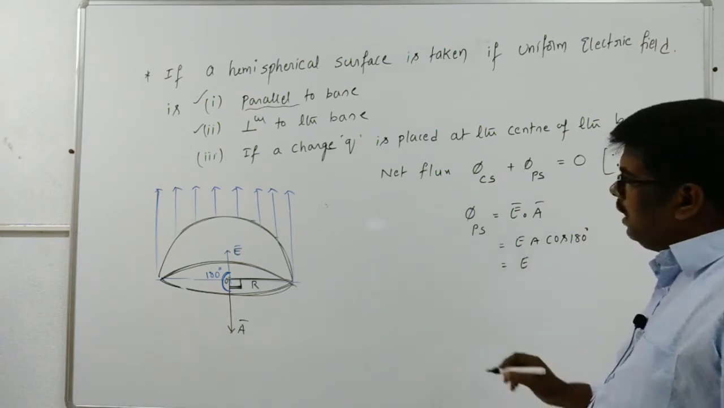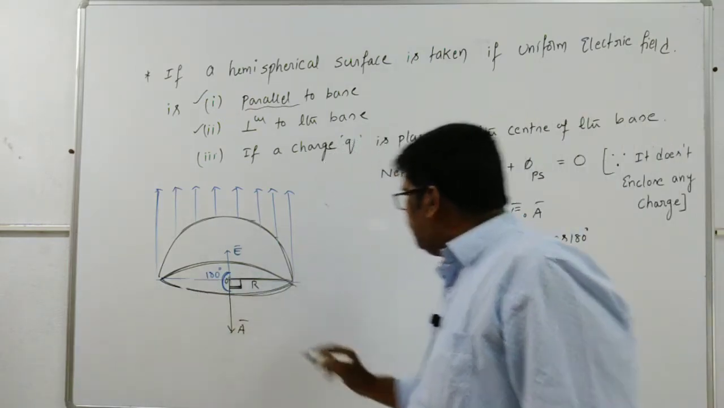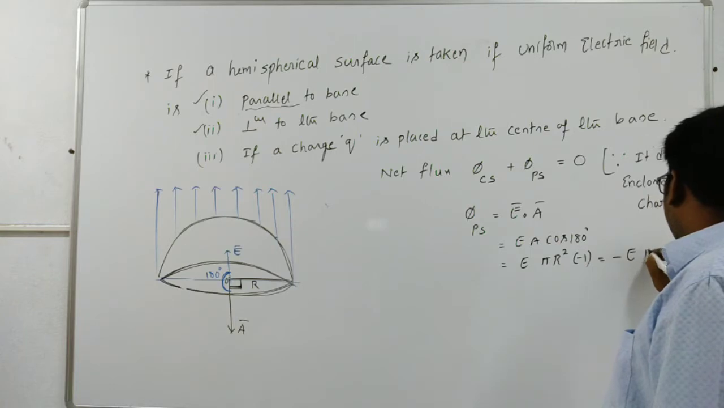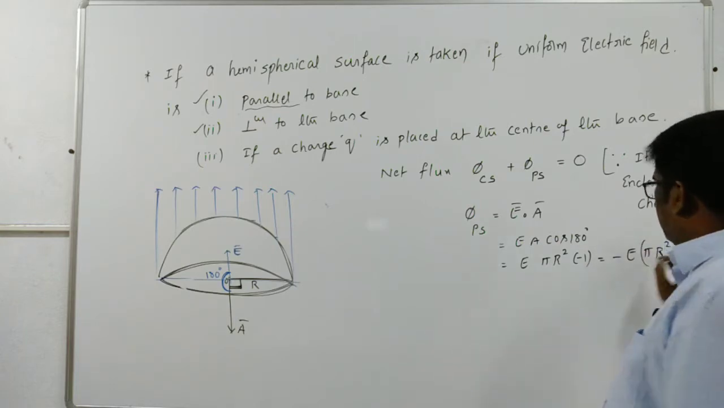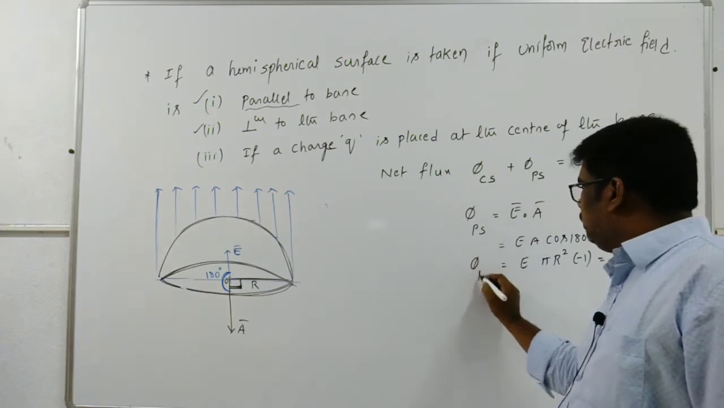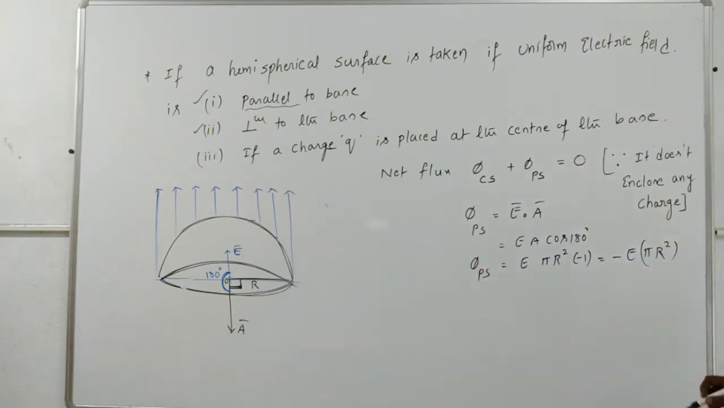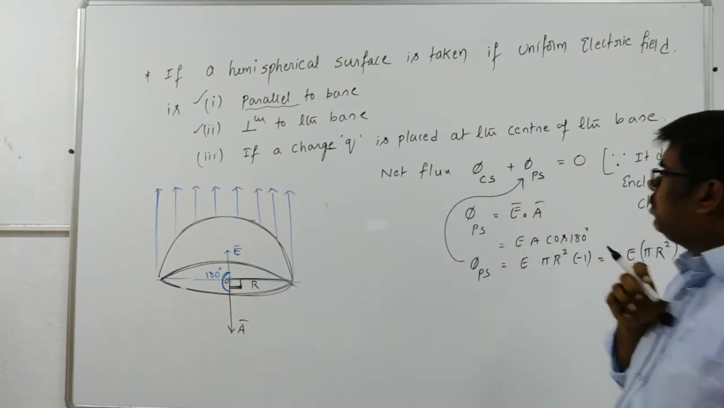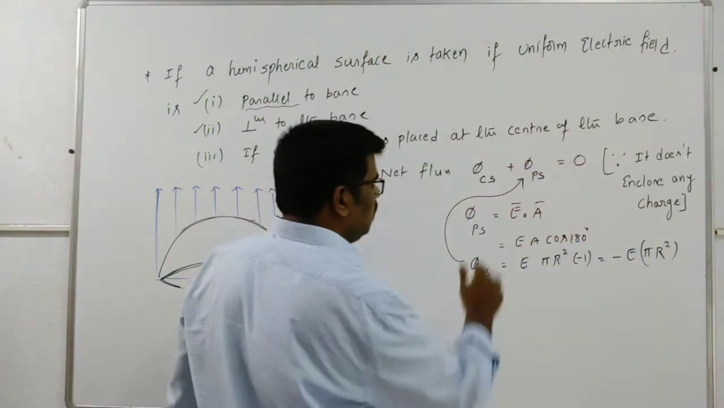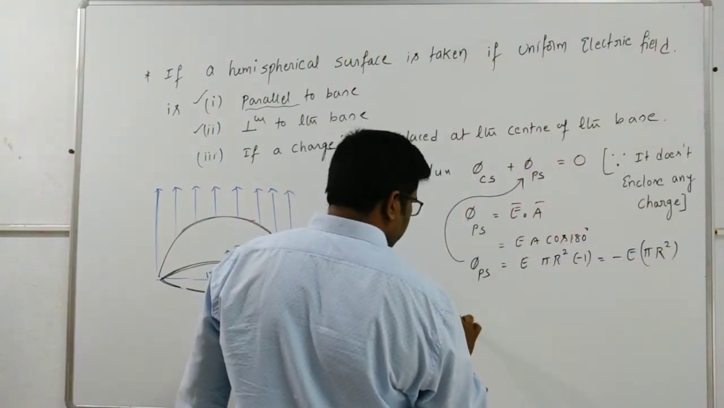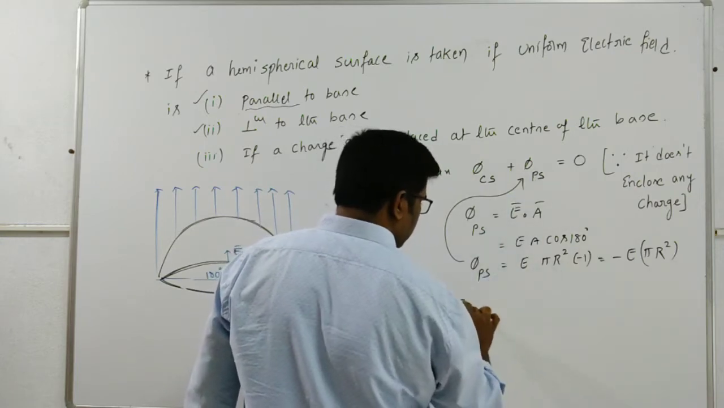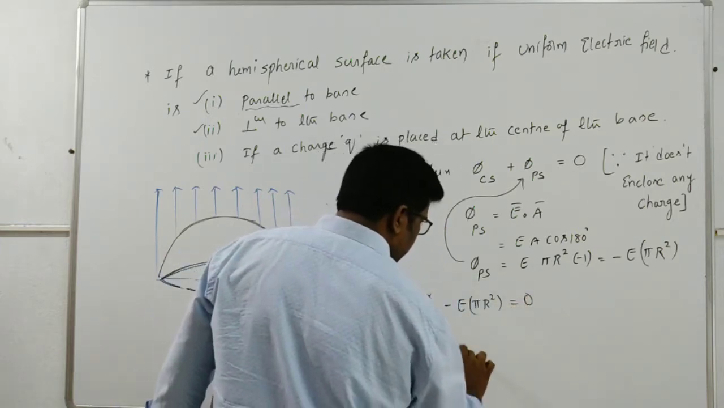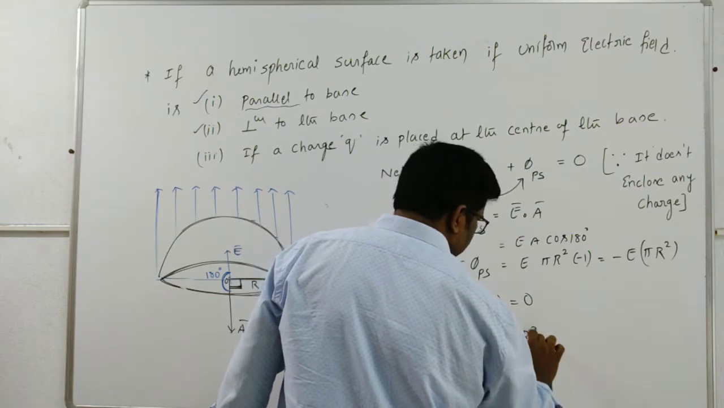Then E into what is the area? Area is nothing but pi r square, with the minus 1 from cos 180, that is minus E into pi r square. This is the electric flux through plane surface. If you substitute this expression in the formula, then what is the electric flux through curved surface? Flux through curved surface plus flux through plane surface, minus E into pi r square, equals 0. Therefore electric flux through curved surface is plus E into pi r square.